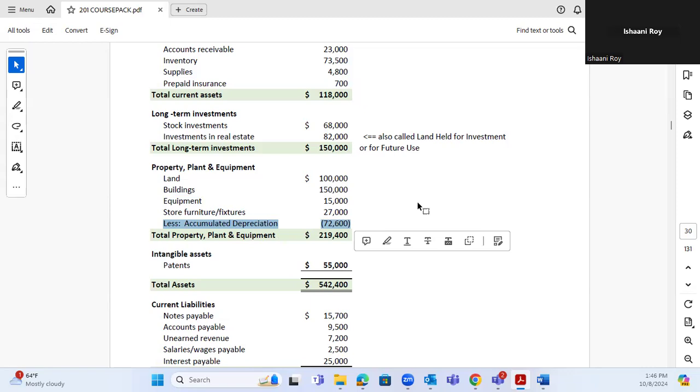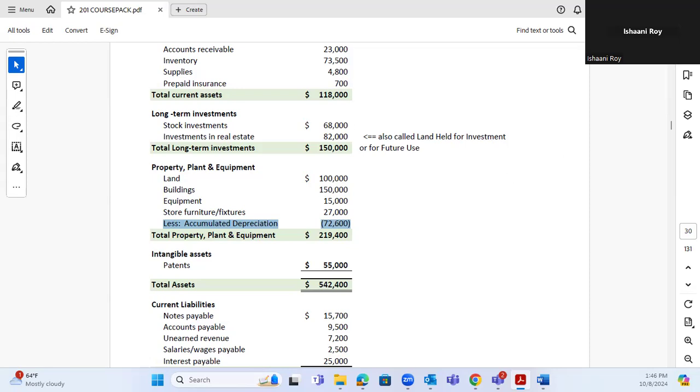It's what we call a contra. Contra is against. If I'm contrary, I'm not agreeing with you, a contra asset. So normally assets are shown as positive, but this is a contra asset, so it's shown as negative, so that we can write down the equipment and furniture and buildings. Okay, that makes sense.